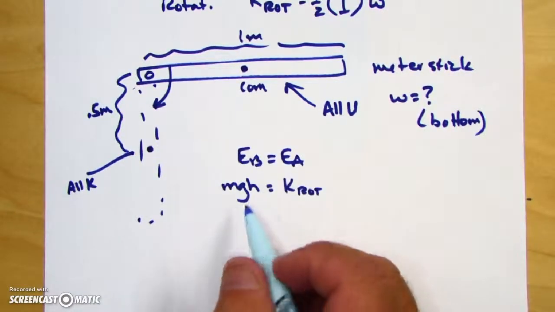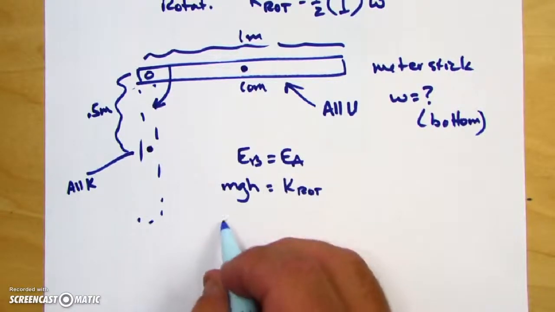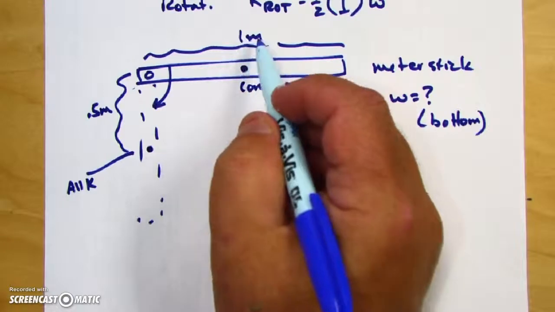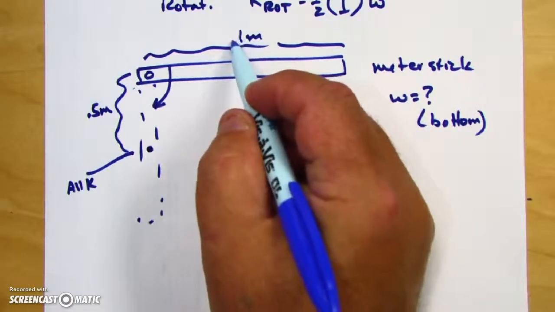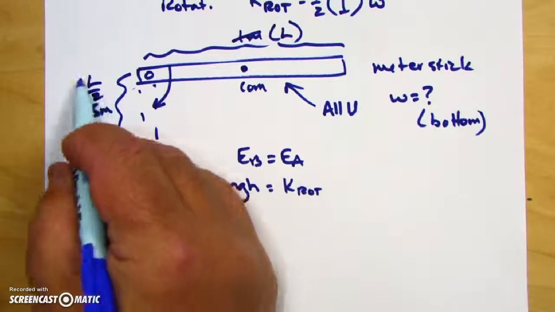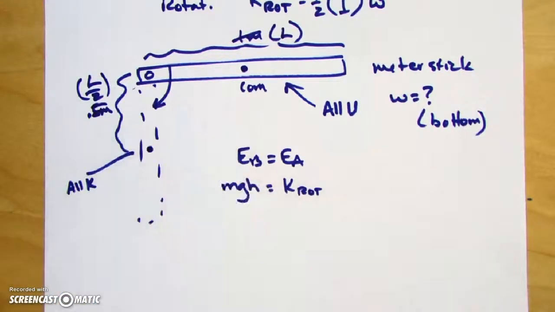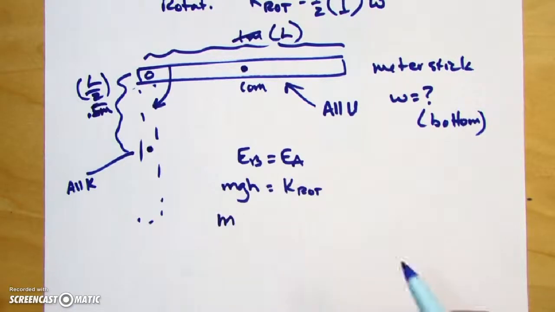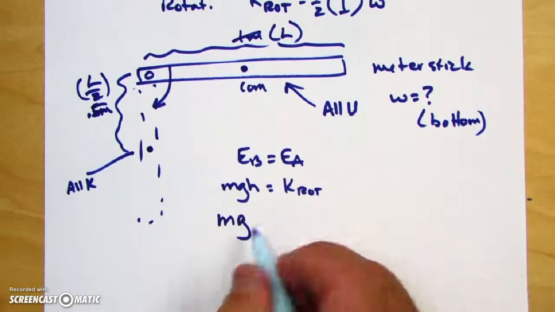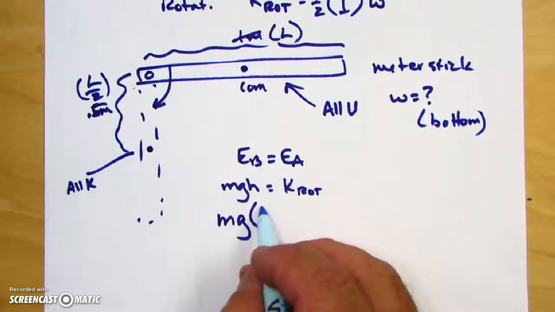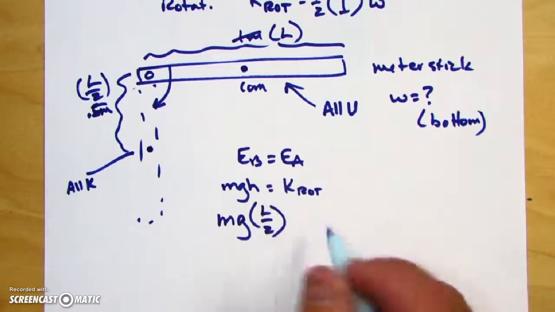Now let's go through and solve it. And let's do this one in terms of variables. Let's call that L. So this would be L over 2. That way it's more generic. Well, that's the mass of the meter stick, m. G we know is g. Well, the distance it's fallen is L divided by 2.